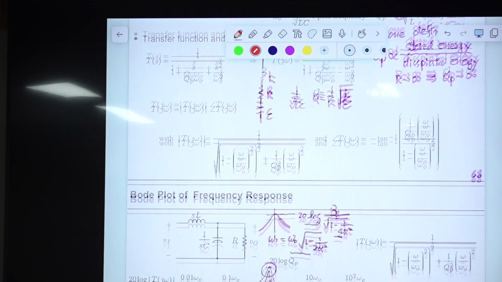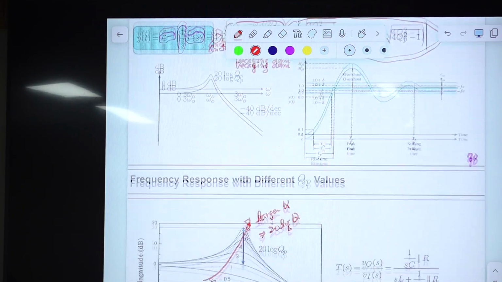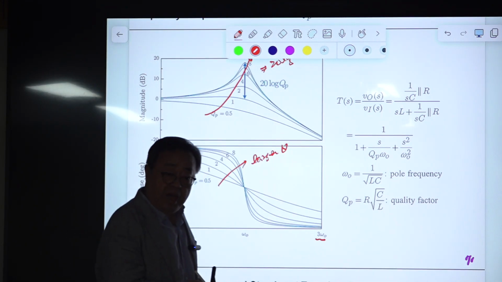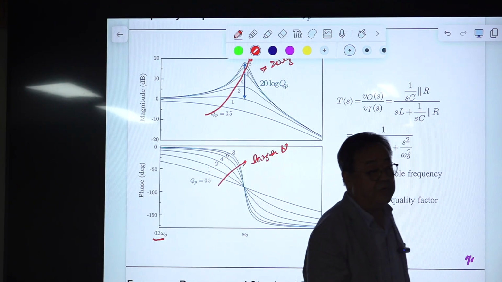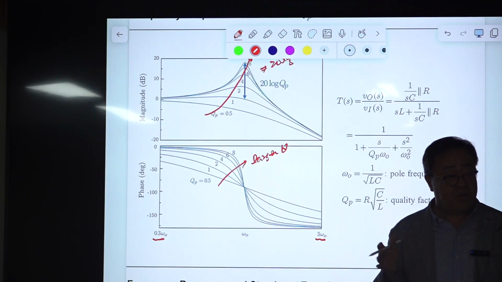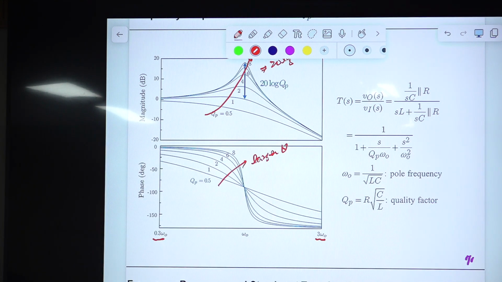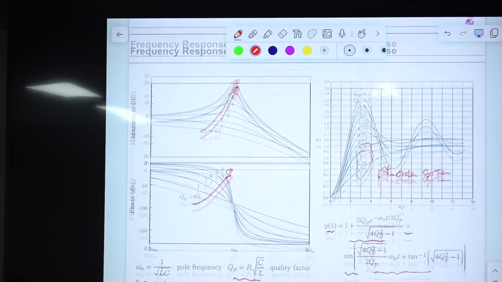But this one is based on the exact analysis, but this is a bad approach, okay? You want to use something simpler and something much more useful and more insightful. It provides all the information about the system behavior. That is called asymptotic behavior or asymptotic analysis or asymptotic plot. Okay, so that will be covered in the next section.